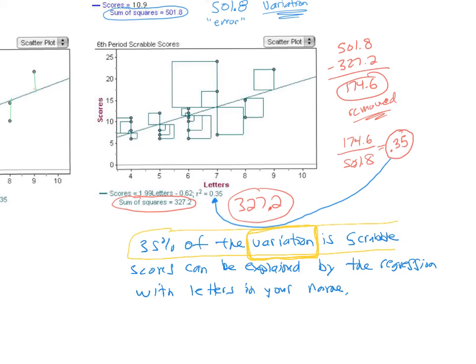On the AP test, oftentimes the r squared questions are in the multiple choice. So they would maybe give you the r value and then one of the choices would be like 35% of the variation in blah, blah, blah is explained by blah, blah, blah. And so you'd have to pick that answer out of a multiple choice situation.